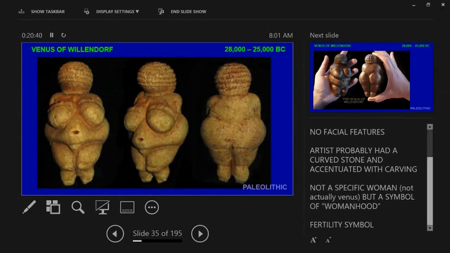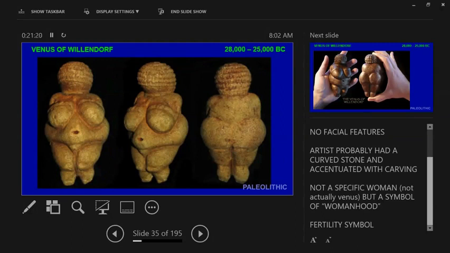The artist probably had a curved stone and accentuated it with the carving. So it is highly likely that the stone that this was carved from looked a lot like this, and there were only minimal changes made to it to make it look like a woman. So he was probably looking at a stone and said, "Hey, that looks like a woman," and then carved it to make it look more like a woman. And she is not a specific woman. It's not actually Venus. She's called Venus, but she is a symbol of womanhood.